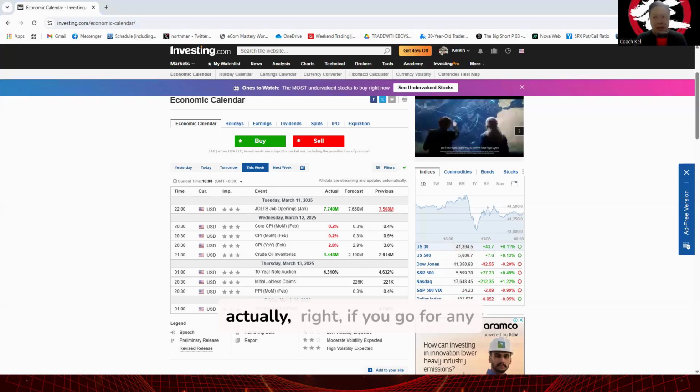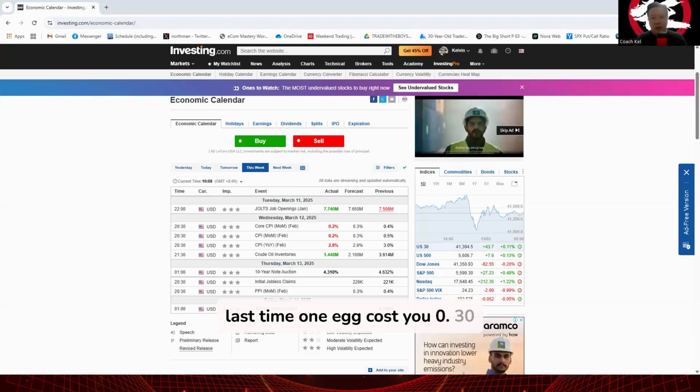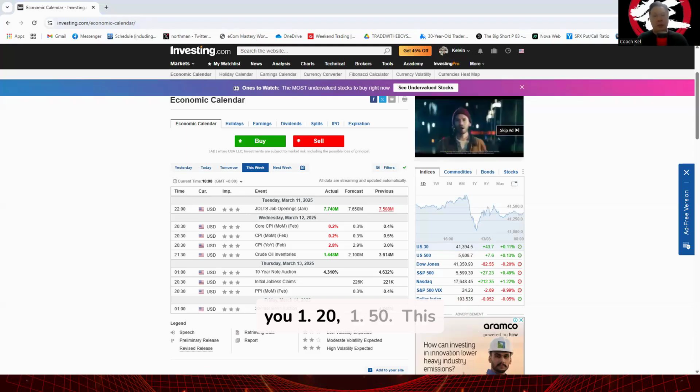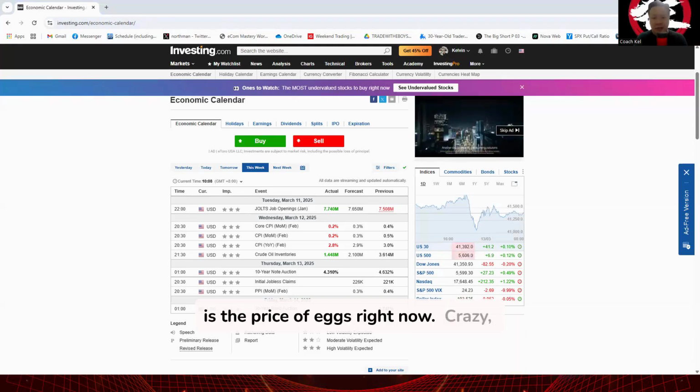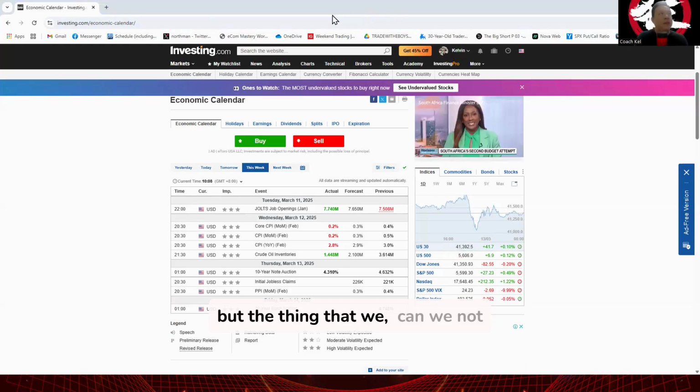And if you notice, if you go to any food store in Singapore, last time one egg cost you 30 cents to 40 cents to 50 cents, now it costs you $1.20, $1.50. This is the price of eggs right now. Crazy, yeah. Okay, so if people don't eat eggs, then the price comes down. But can we not have eggs? I think it's a bit tough though.